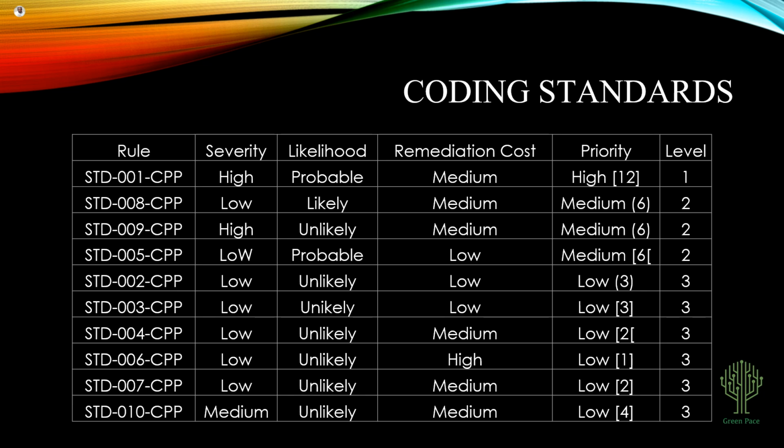STD004 CPP, preventing SQL injection. STD006 CPP, preventing data leaks across trust boundaries. STD007 CPP, avoiding loops in static object initialization, and STD-010 CPP, avoiding unnamed namespaces in header files. We prioritize these standards based on their severity, likelihood, and remediation costs, ensuring that we address the most critical vulnerabilities first.